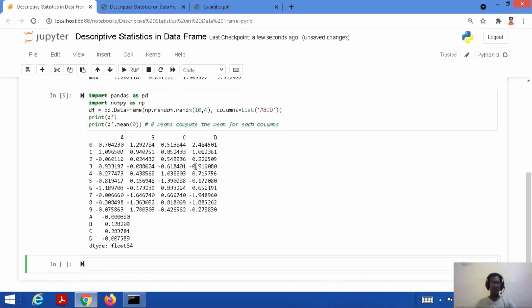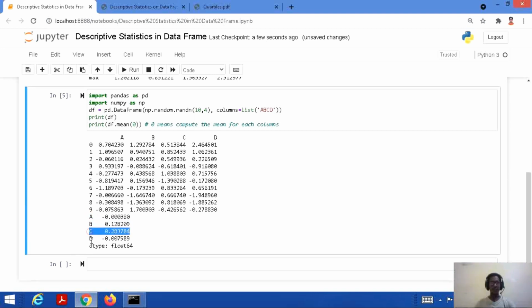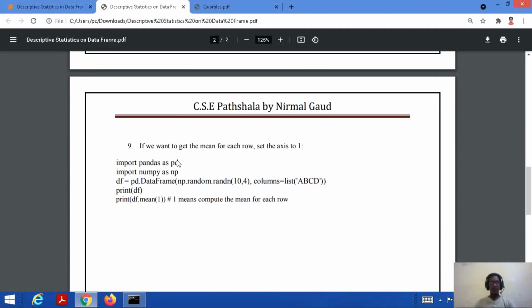Alright, so here it is. The mean for each column, that means column A, column B, column C and column D, is given respectively like this. Okay, now if we want to get the mean of each row, we can set the axis to 1. So let's again consider one code, and you will see how to calculate the mean for each row.